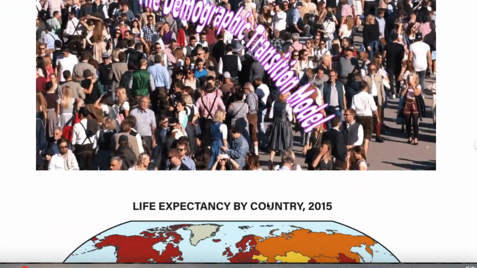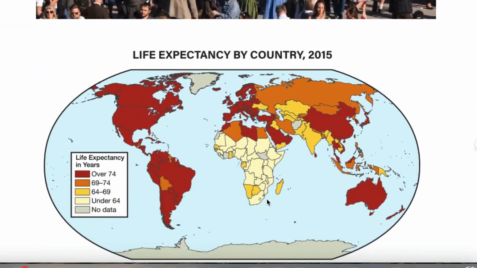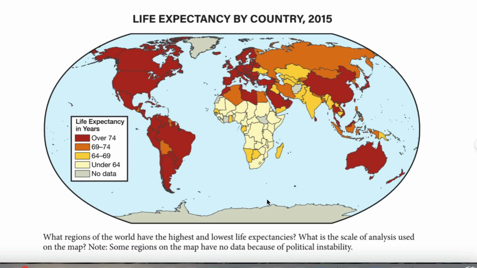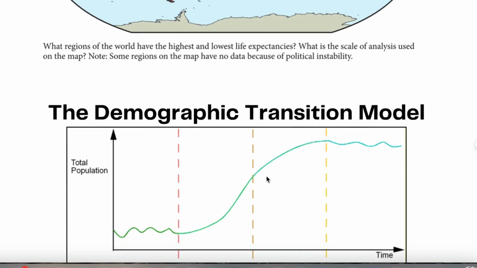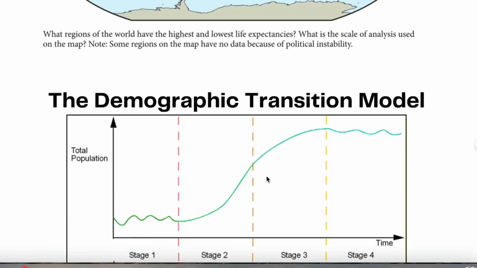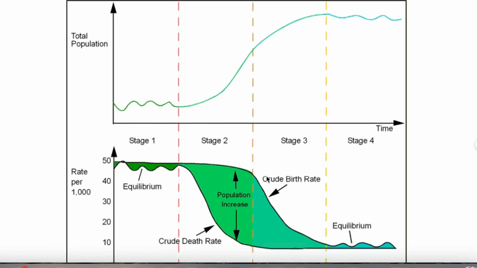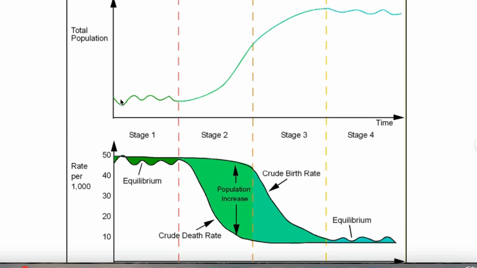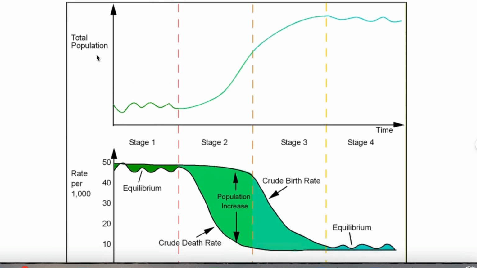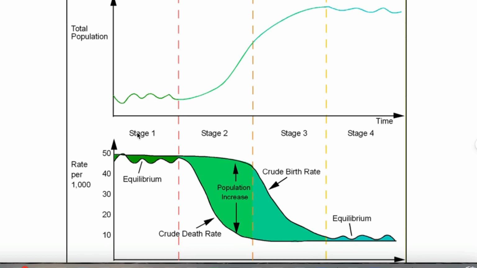So the demographic transition model is really going to talk about how long people live, and then different demographic characteristics. So here is our model, and this is a nice graph. It's actually two. So this top part is a totally separate graph just showing total population as a country or society moves through stage 1, 2, 3, and 4.